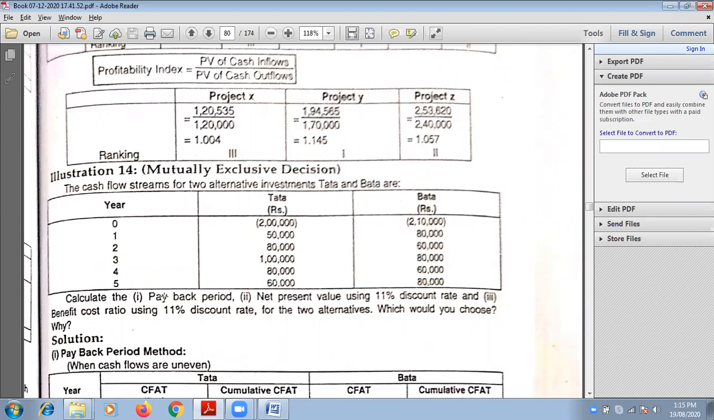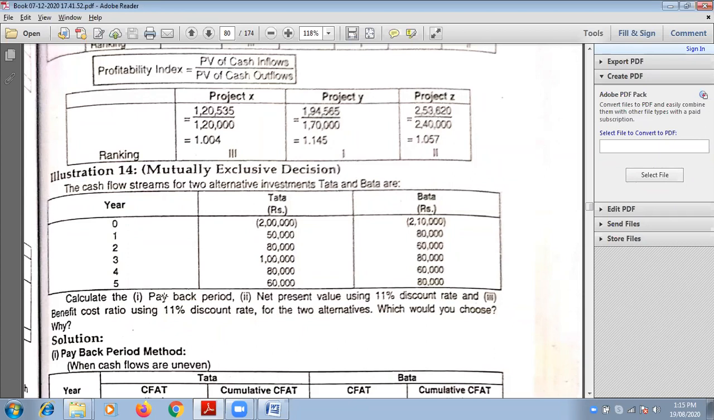The cash streams of two alternative investments, Tata and Bata, are given below. They are starting from the year 0. 0 means outflow. 0 means they are investing in the machines, they are investing in the projects. The cash outflow is there. They are paying 2 lakhs rupees, and Bata 2 lakh 10,000. That means wherever you see 0 here, it means cost of investment. It means initial investment.